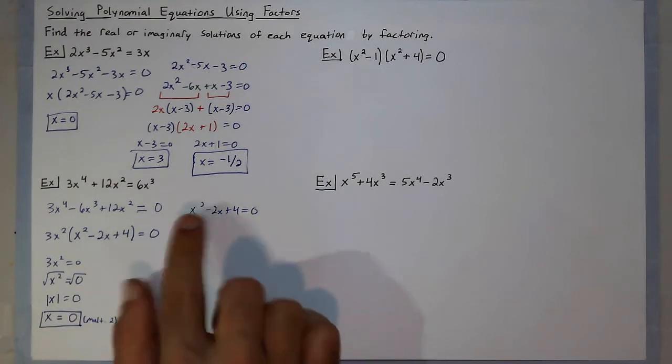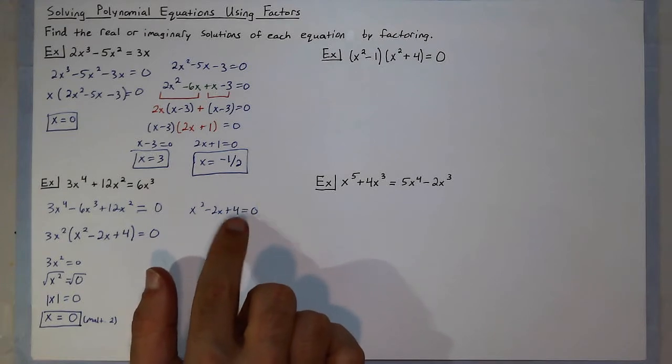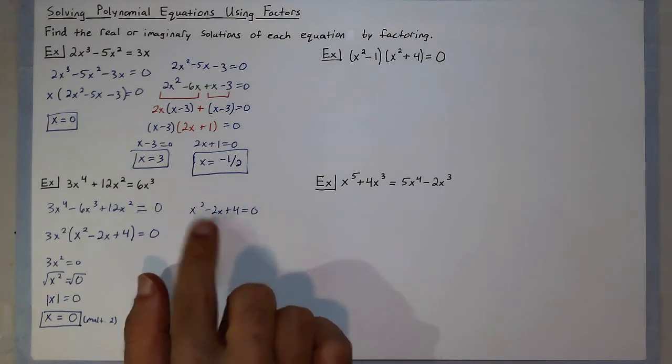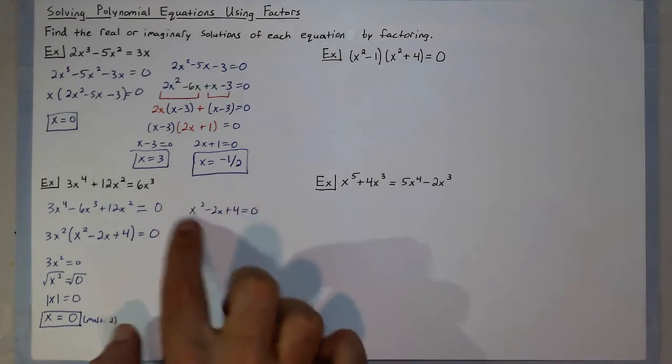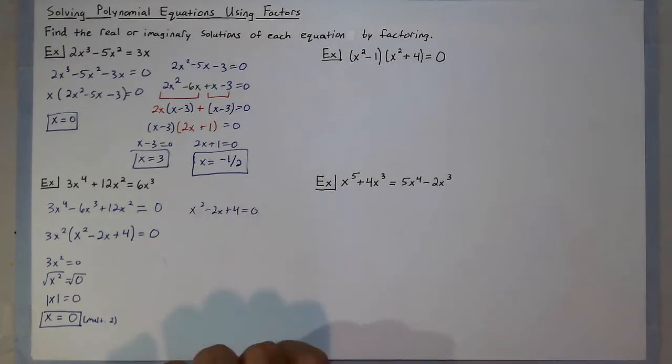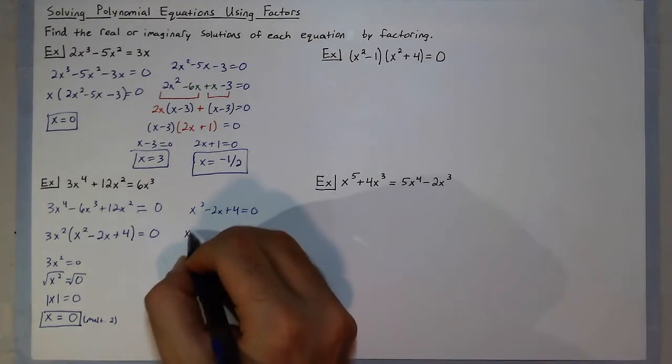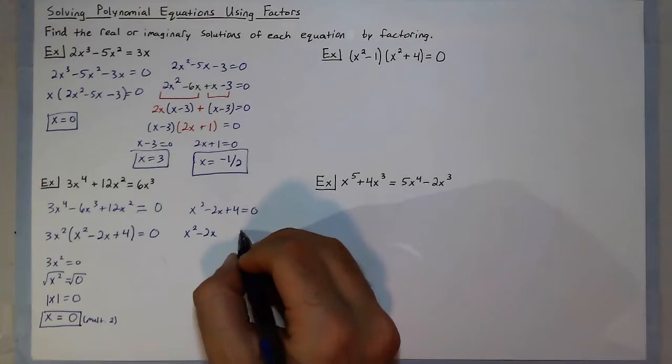On the right here, I need to solve this. Now I'm looking for two numbers that would multiply to 4 but add to negative 2. But that's not possible, so this is not a factorable quadratic. I need to use a different method to solve it. I'm going to use the complete the square method, which means I need to subtract 4 from both sides.